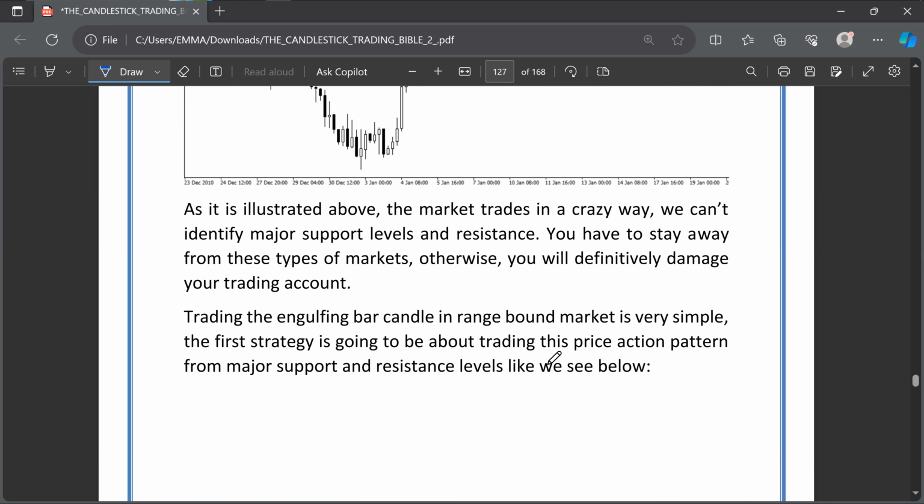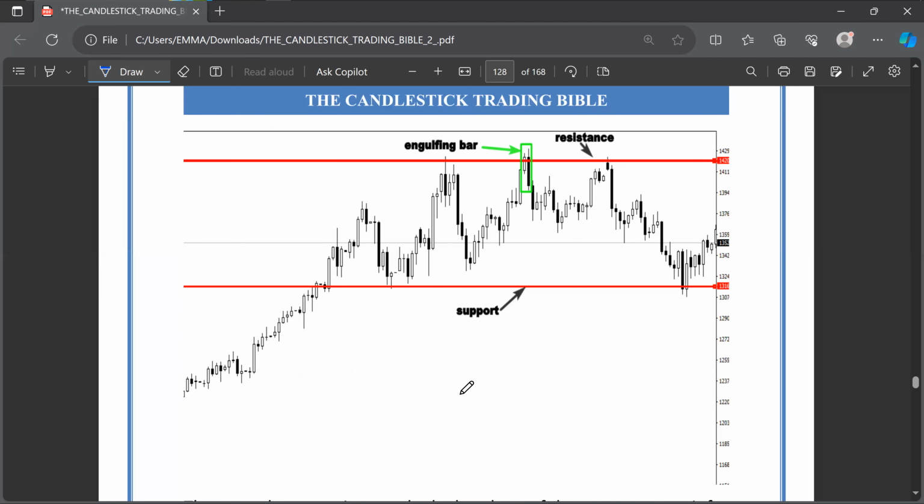Trading the engulfing bar pattern candle in range-bound markets is very simple. The first strategy is to trade this price action pattern from major support and resistance levels. So we are talking about major, so they should be clear. If they are not clear, please stay away. For this, we can say this is a range mode market, right? We start from here, one point. This is another point. This is another point. This is another point. In fact, this is another point. Then this is another point. You see, touching more than three. So this is a ranging market.